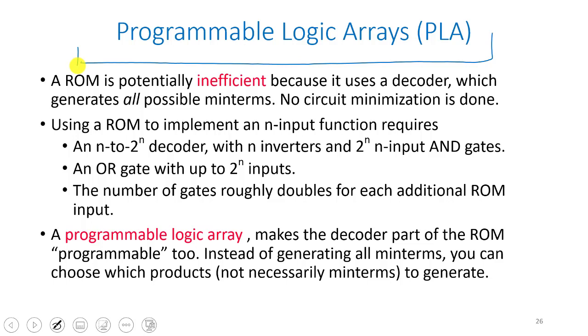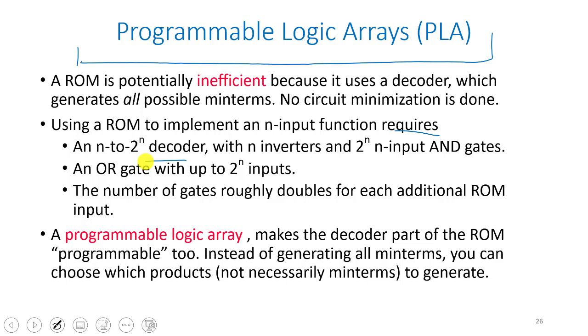PLA is a programmable logic array. The problem with ROM is that it requires an n to 2 to the power n decoder. So if I have n equal to 8, I need a decoder which is 8 by 256. It has 8 inputs, 256 outputs. If I want my ROM to have 10 inputs, then it's 10 by 1024, and it becomes more complicated when you go for 32 and 64 bits.